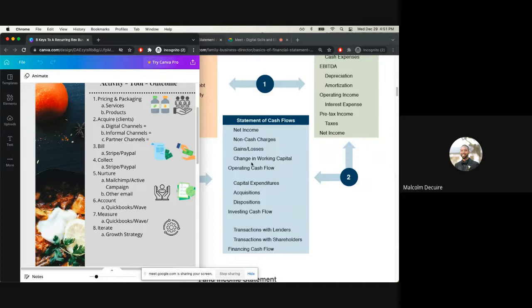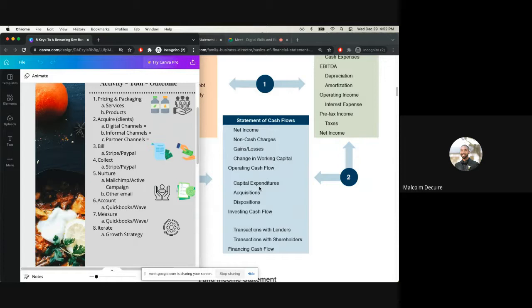The account and measure components map to the statement of cash flows because as you engage in the cycle of pricing a customer, acquiring them, billing them, collecting from them, and then fulfilling the services or products rendered, all those activities need to be captured in the statement of cash flows and accounted for.